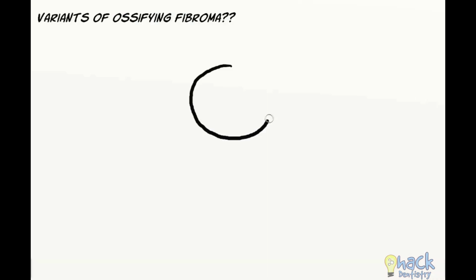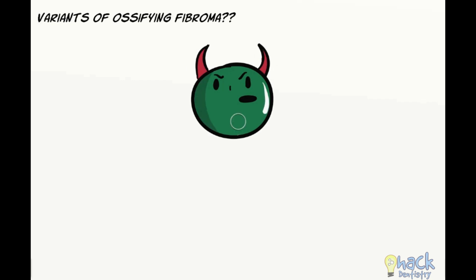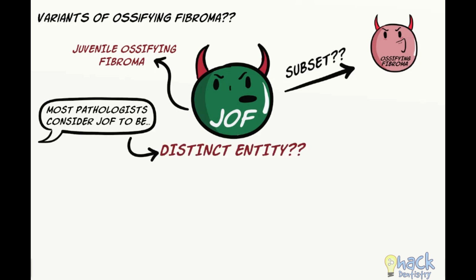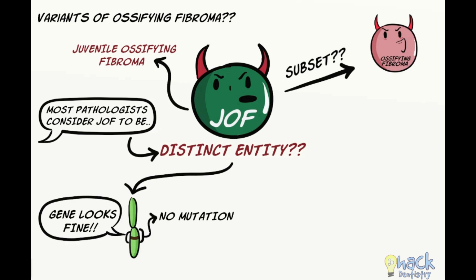Now, a tumor called juvenile ossifying fibroma is considered to be a subset in the spectrum of ossifying fibroma, although most pathologists consider it to be a separate clinicopathologic entity that is distinct from ossifying fibroma. This is believed due to the fact that juvenile ossifying fibromas do not show the HRPT2 gene mutation shown by certain ossifying fibromas. And also, these lesions are very aggressive lesions unlike ossifying fibromas.